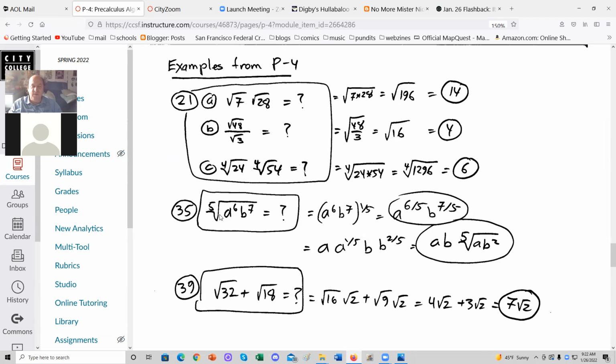Here, we have a 5th root of a to the 6 times b to the 7. I have to simplify that. So it's a 1/5 power of a to the 6 times b to the 7. Because powers distribute over products, it'd be a to the 6/5 times b to the 7/5. Now 6/5 is 1 and 1/5. 7/5 is 1 and 2/5. So this breaks into a to the 1st times a to the 1/5. This breaks into b to the 1st times b to the 2/5.